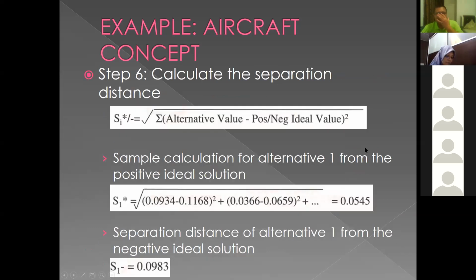Okay, step number 6. Two more steps: step number 6, and later on we have the last step. Step number 6: calculate the separation distance. This is the value, this one, the value. Actually, this should be plus. The star here should be plus slash minus. This one also plus actually. I think that we had a problem typing pluses at that time.